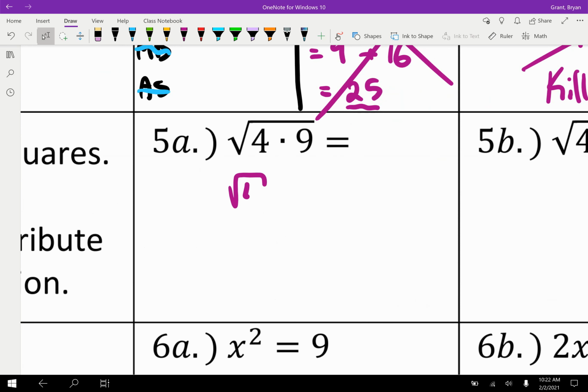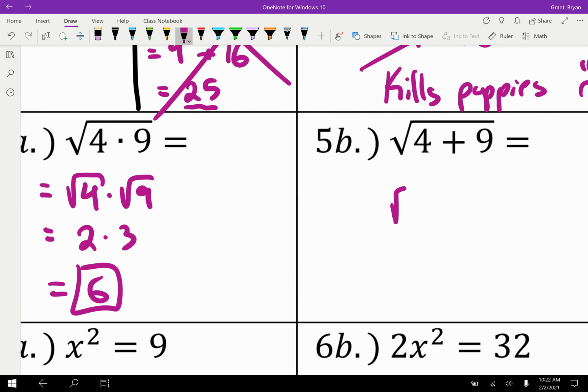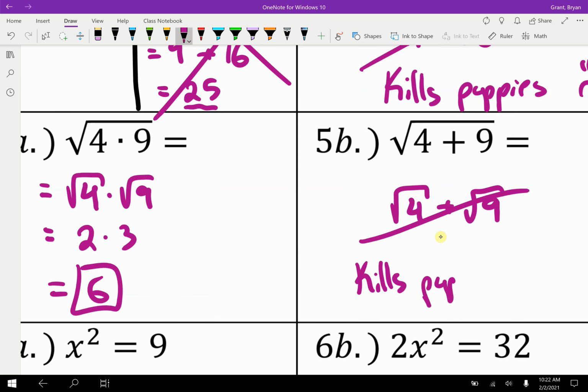Multiplication? Yeah, distribute. There's nothing wrong with that. Right? We get 2 times 3, which is 6. All right. Addition, well, don't even think about it, because just like with distributing a square, you cannot distribute a square root with addition. That kills puppies. Sad day.